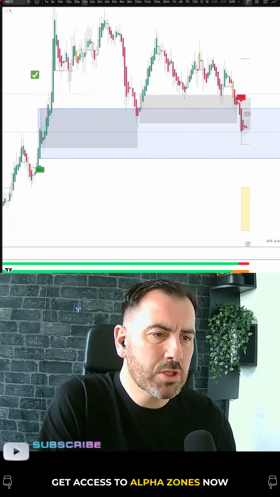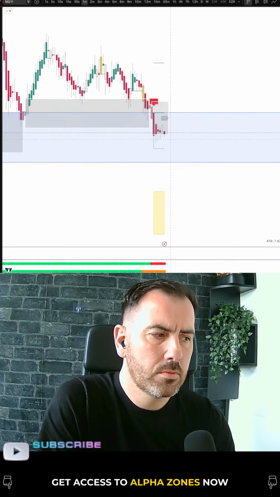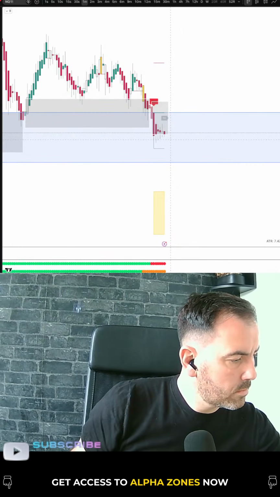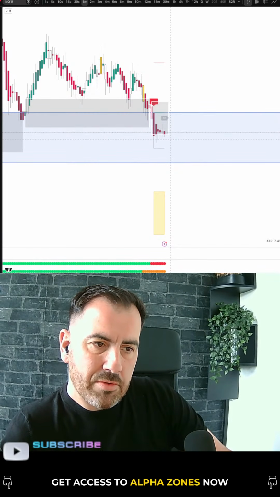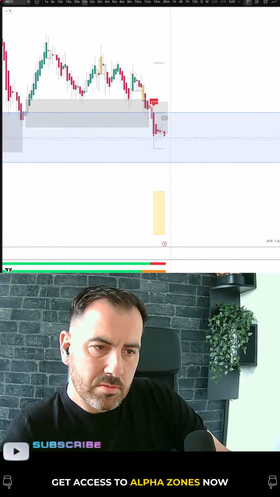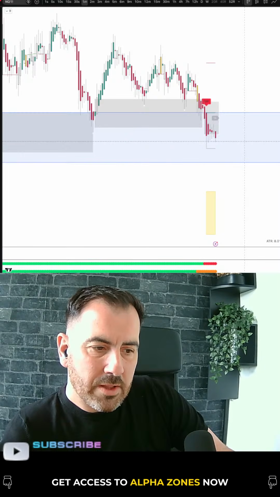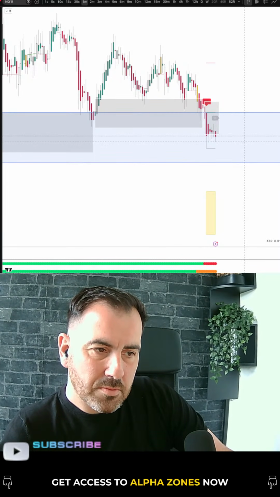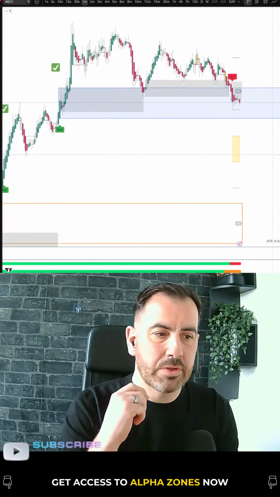So we're currently sat at the bottom of our 1 hour alpha zone, or 4 hour. See if it wants to get through. Does it want to get through the queue? We could see quite a plummet from the queue to the daily.